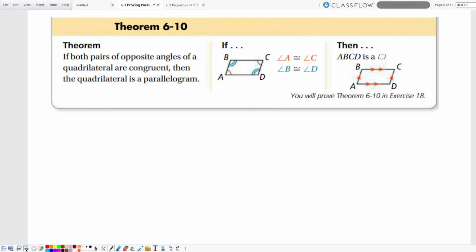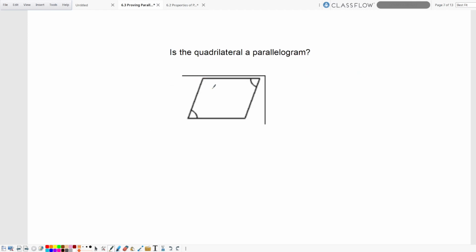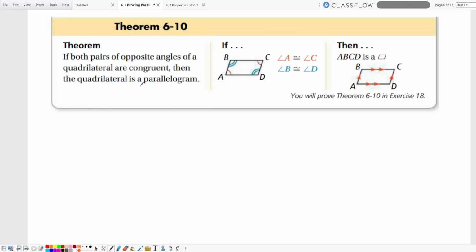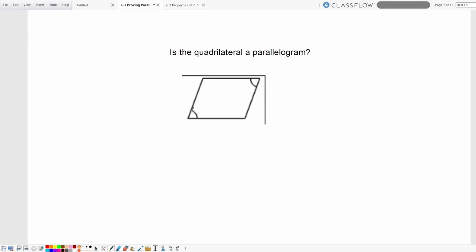Another way that we can prove is that if both pairs of opposite angles are congruent, then the quadrilateral is a parallelogram. So hopefully now we're seeing a lot of what we covered in 6.2 showing back up. So here we have an example where we want to determine if this is a parallelogram. I have this angle is congruent to that angle. Well, if we flip back to what we just looked at, it says both pairs of opposite angles have to be congruent. I only have one pair, so this would be no.